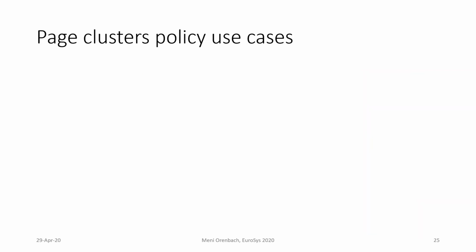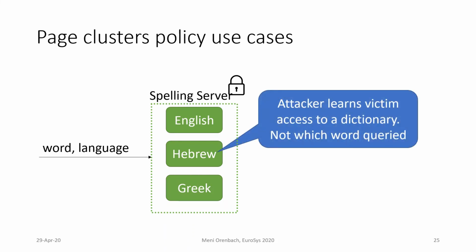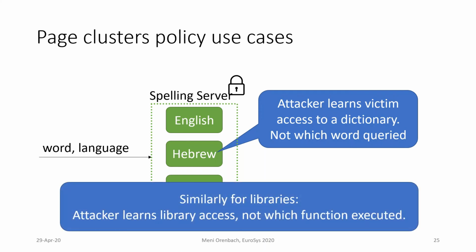faulted. One use case we describe in the paper is for a spelling server containing dictionaries for different languages. The server receives requests with a word and a language and reports whether it is correctly spelled. Putting each dictionary in a cluster, the attacker may learn the victim accessed a certain dictionary but not which word was queried, which may be acceptable for some applications' threat model. Similarly, code libraries can be clustered as well, such that the attacker cannot learn which function or even internal control flow statement was executed.